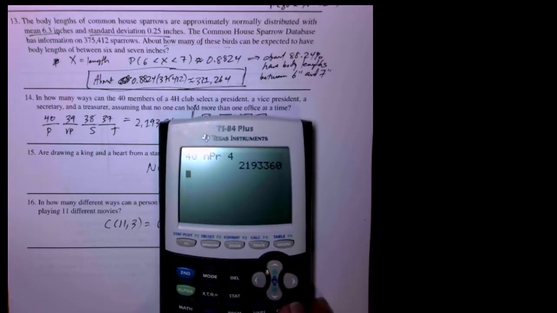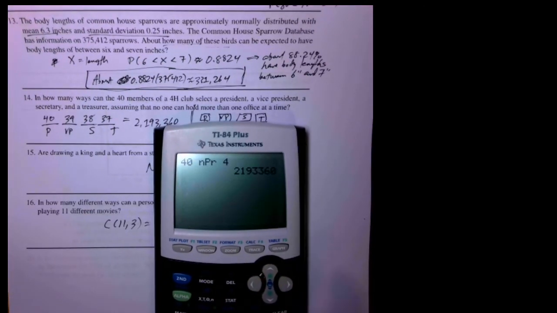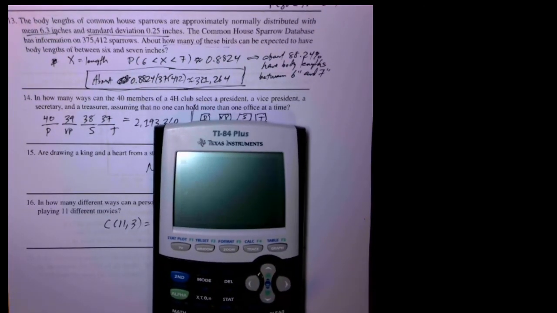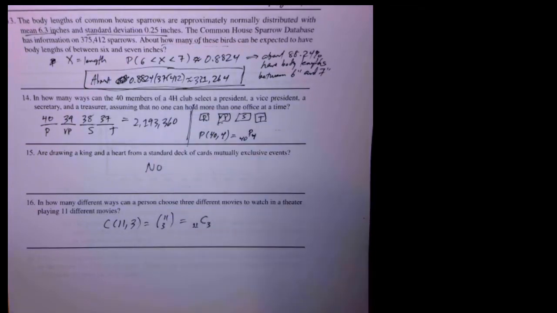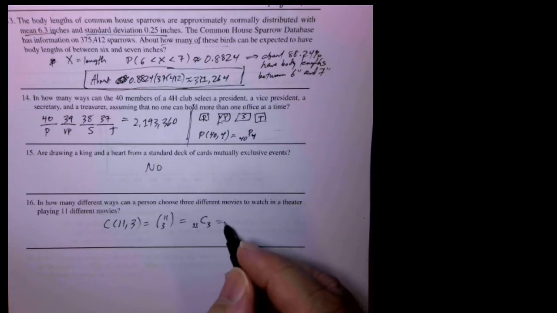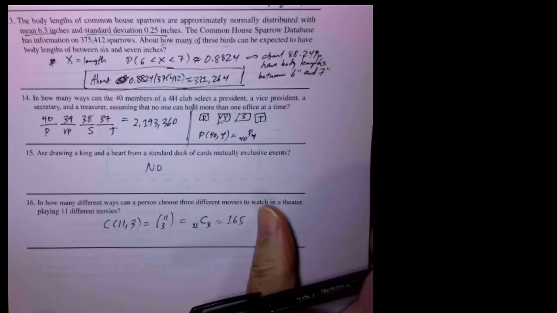11 and then C3. To calculate it, you do it very much like the permutations one. Put the 11 on the screen, and then you go to math, over to probability, down to nCr, the third entry, and then 3, and there you go, 165. All right.